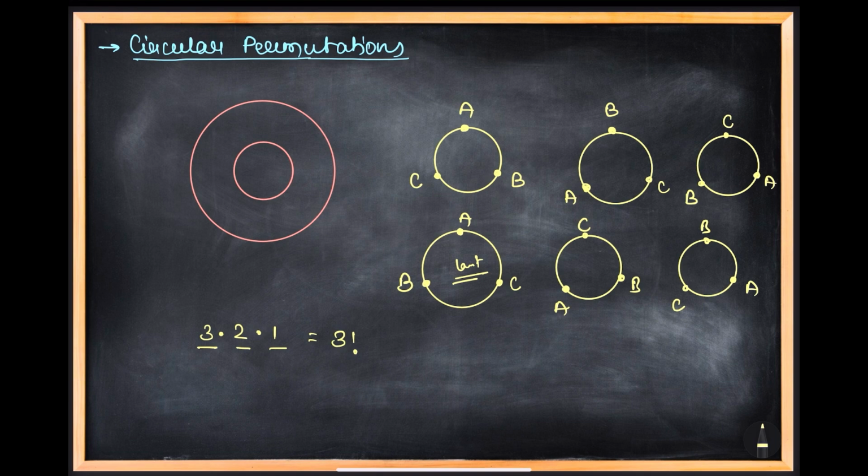Correct? So if I ask you to permute and I put in any reference point, then from that reference point these things will be different.